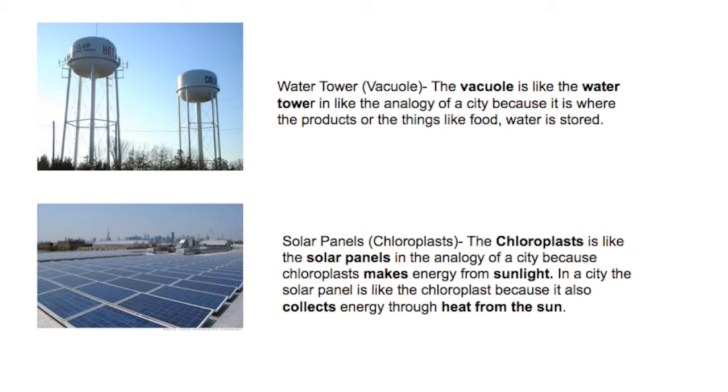Solar panels represent chloroplasts. They are used to collect energy from the sunlight. Like in a plant, chloroplasts are green and make energy from sunlight, but they are only in plants.